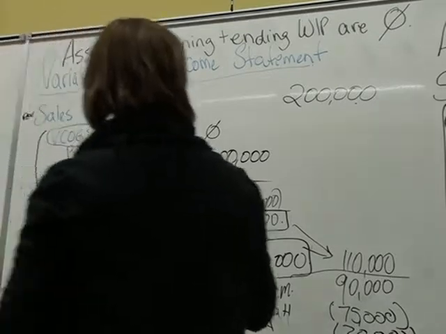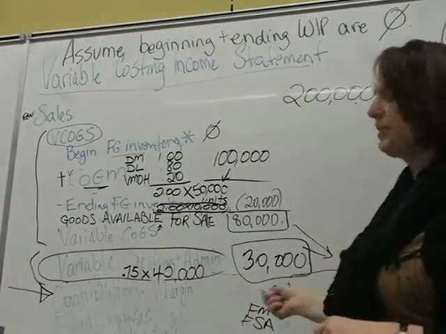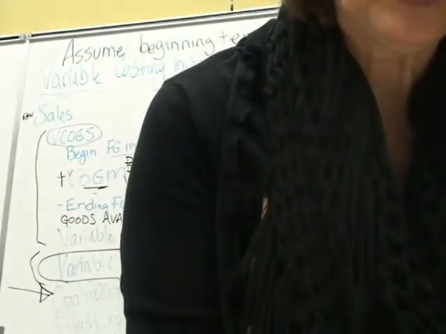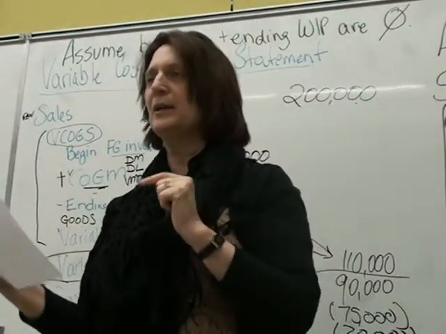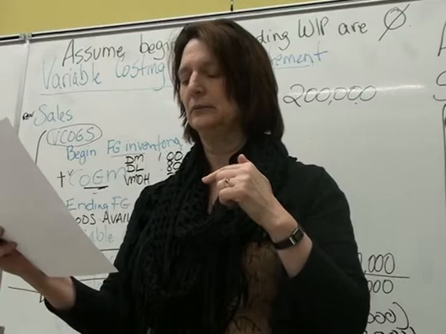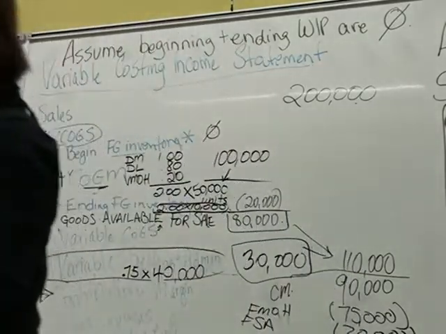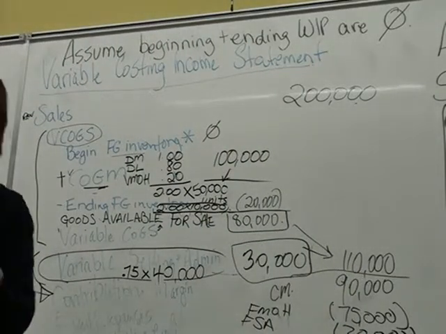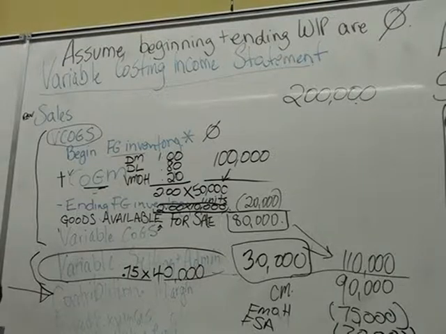So what's the actual difference? Question B says, will the absorption statement operating income be higher or lower? Let's do C. Well, the concept, you guys already answered this for me last week, so I know you know in your heads, right? So the difference between this and that is what?